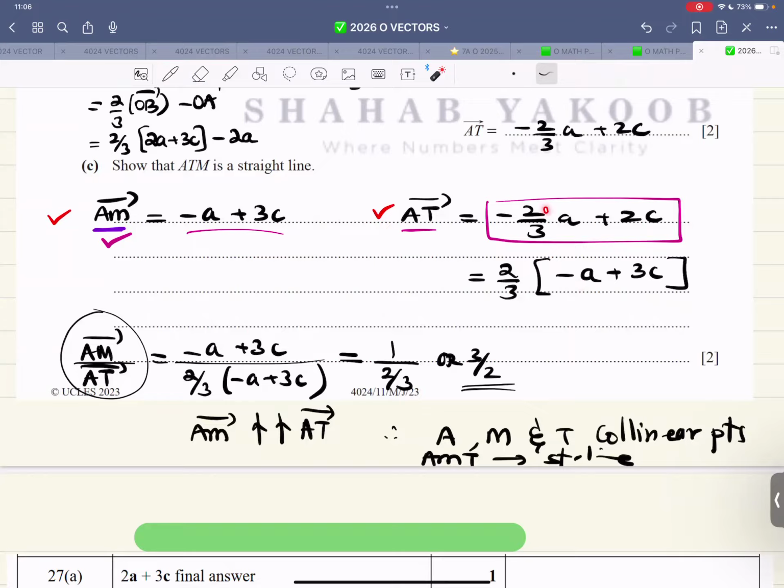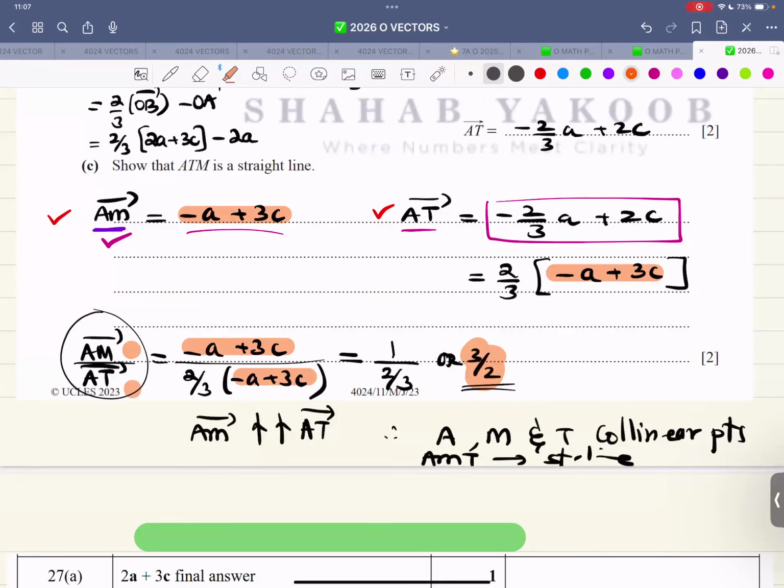So that becomes minus 2/3 A. 2/3 into 3C, the 3 cancels out. That is 2C. Okay. Now this thing is exactly the same. So this minus A plus 3C, minus A plus 3C, is exactly the same, just like the vector was the same. If I divide this thing, these two cancel out. 1 divided by 2/3 is 3 over 2.